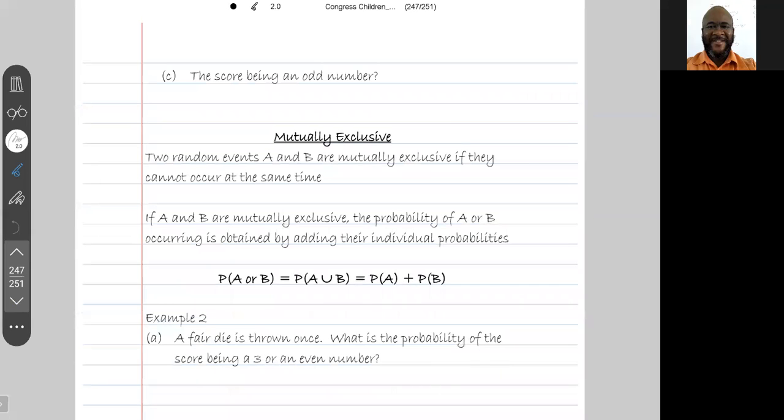C says, what is the probability of the score being an even number? Well, there are a total of 3 even numbers on the die. So the probability of an even number is equal to 3 out of 6, or a half, or 0.5, or 50%. So if you roll a die, there's a 50% chance that you're going to get an even number. Please note, any one of these answers is good enough. You don't have to write all of them like me. The only thing I would say, if you have 3/6, just simply reduce it to a half. You could write your probability as a fraction, a decimal, or as a percentage.